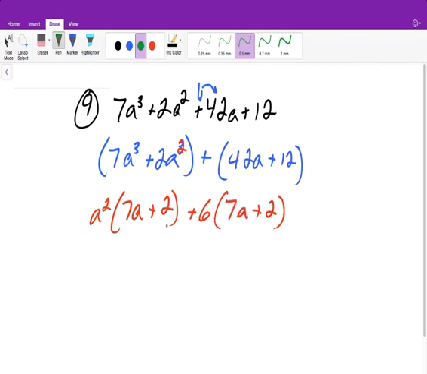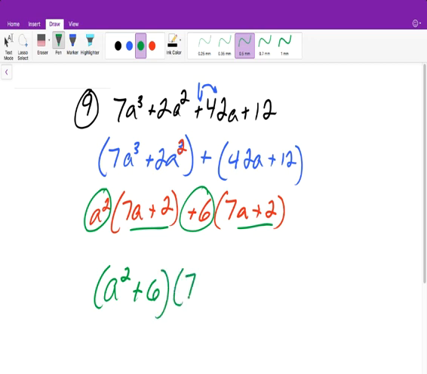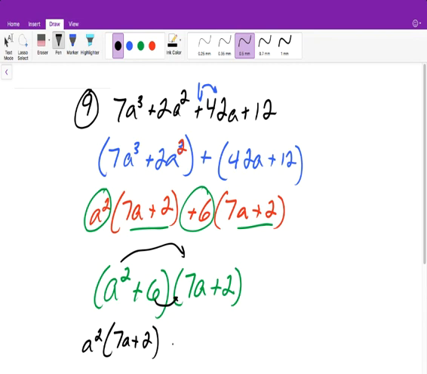Right? Now that we know that these two are exactly the same, that means we can combine these two factors together in one binomial. So it's a squared plus 6, and then it's multiplied by 7a plus 2. Because if we were to go ahead and multiply this and we distribute the a squared in, we would get a squared times 7a plus 2. And then when we distribute the 6, it'll be plus 6 times 7a plus 2. So it's the same thing as we had here. So we only need to rewrite this one time.